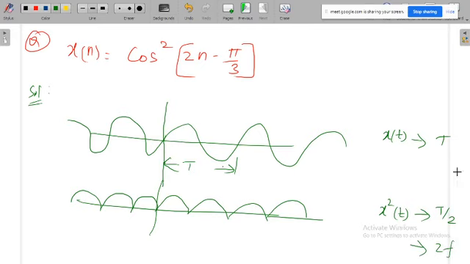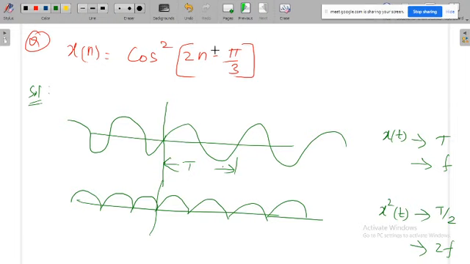So originally, for the signal with the time period T, f is the frequency. If you square the signal, the time period will get reduced and the frequency will increase. So you should have that idea in your mind. Whenever you square the signal, you increase the frequency by a factor of 2. Whenever you calculate the cube of the signal, you increase the frequency to 3 times the original frequency.